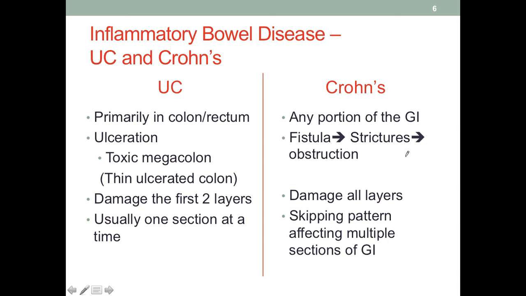So here we can compare the two different types of IBD, the UC and Crohn's disease. UC primarily affects the colon and the rectum sections of the GI tract, whereas in Crohn's disease, it can occur in any portion of the GI tract. In terms of damage, UC causes ulcerations to the mucosa, and it leads to a thin, ulcerated colon, what is referred to as the toxic megacolon.